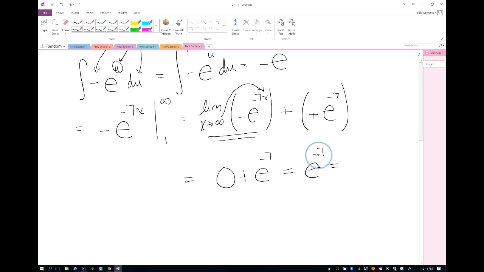In MyLab Plus, they rewrote this. Anytime you have a negative power, that means you can take this and move it to the denominator and change it to positive. So that's why MyLab Plus got 1 over e to the 7th.